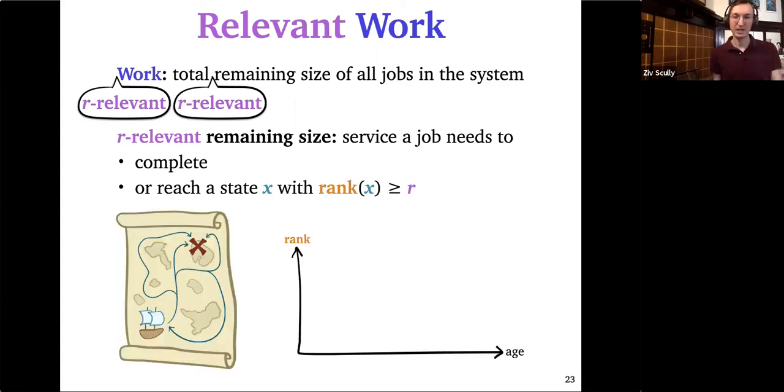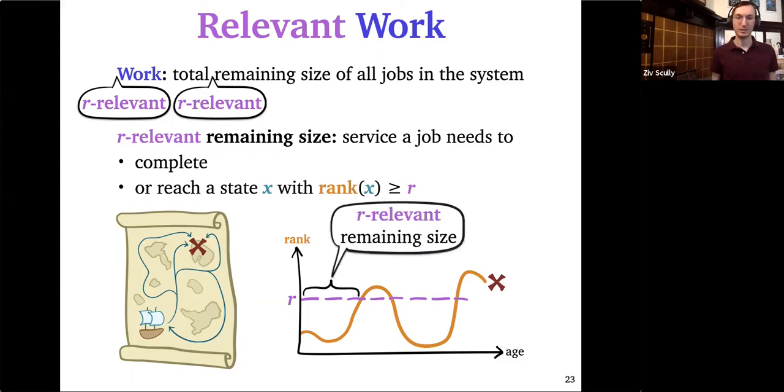To draw a picture of what this means, let's say we have a job. It's going to go through various states during its lifetime in the system, and each of those states is going to map to a rank. So we can draw a picture of how its rank evolves during service until it completes, reaches the X. What R-relevant remaining size means is we draw a line at rank equals R, and the R-relevant remaining size is the amount of service the job needs to touch the line. So that's R-relevant remaining size.